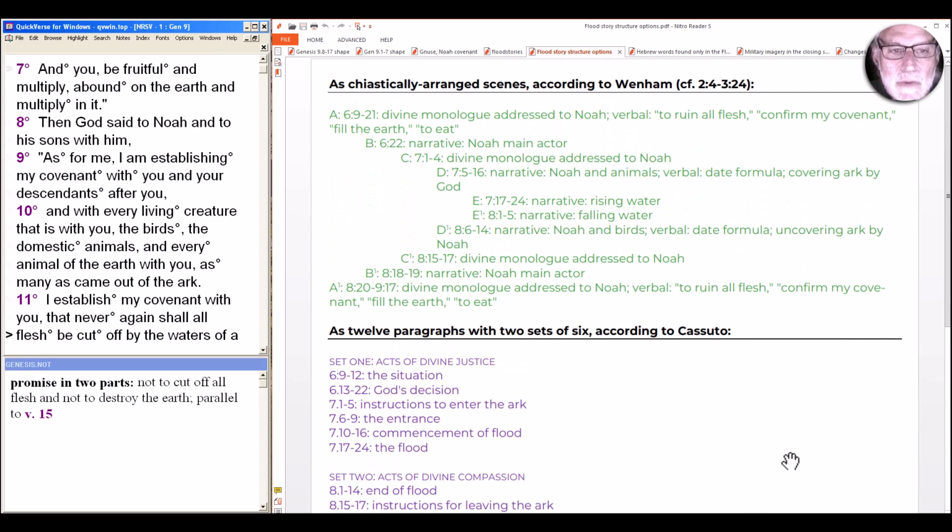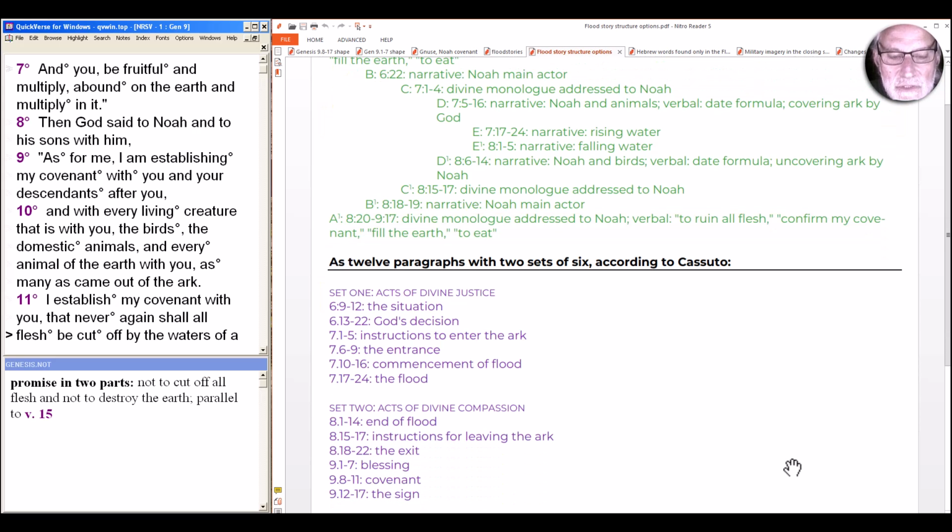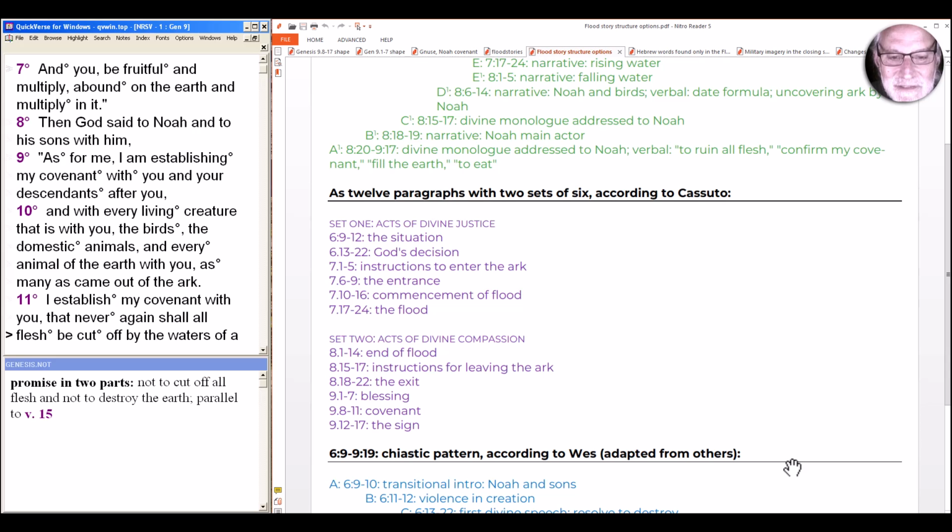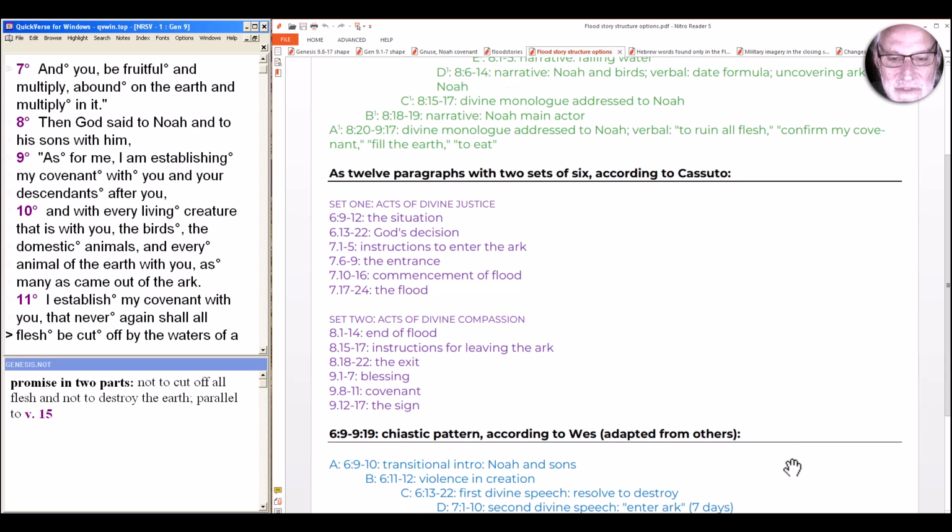Another way is through Wenham's chiasm, which we've also been looking at here, where he links the end of the J story with the P story here. His consistent theme is to read it as a complete unit and not worry too much about the different source authors. And then Cassuto, in sets of two 6-paragraph units, we see he overlaps these last two pieces into the covenant and the sign, but I'm going to include those together for reasons that we'll see today.